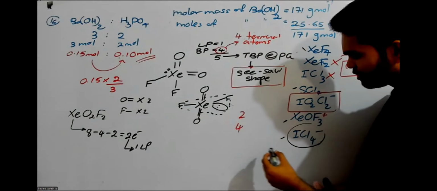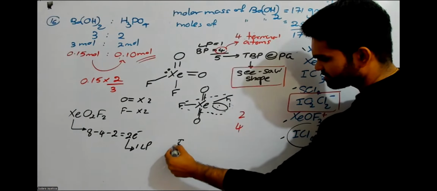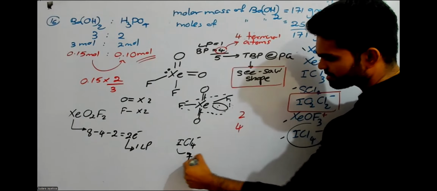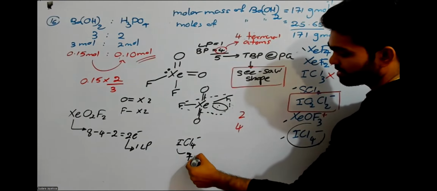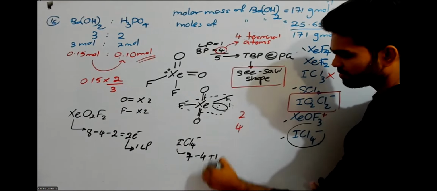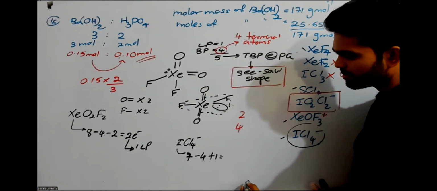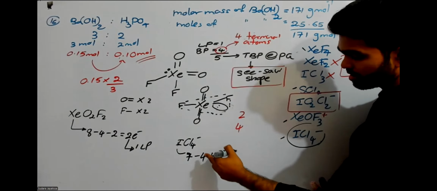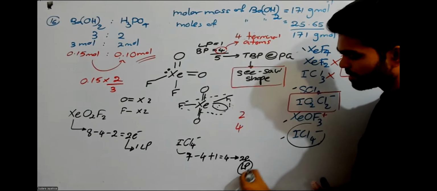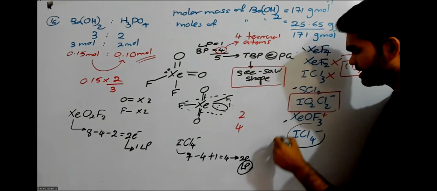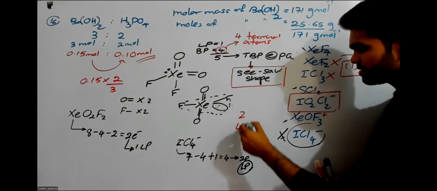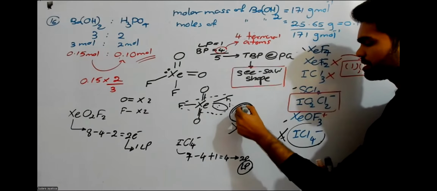Okay, so ICl4 minus. Iodine, I'll take this one. Iodine has 7 valence electrons. From that, chlorine makes 1 bond, so 4 you have to subtract and add another one for the negative charge. Altogether you have 4 electrons. That means 2 lone pairs. If you have 2 lone pairs, it's never going to be seesaw. So this is not correct. So the answer that contains ICl4 minus is wrong. So answer 4 is wrong. Answer 2 must be the correct one.